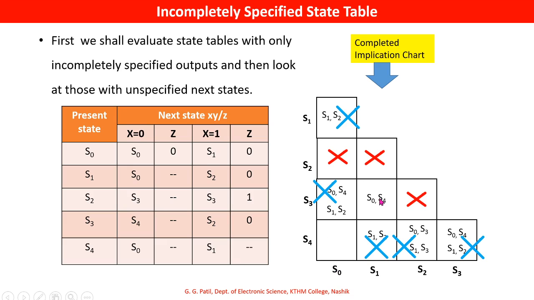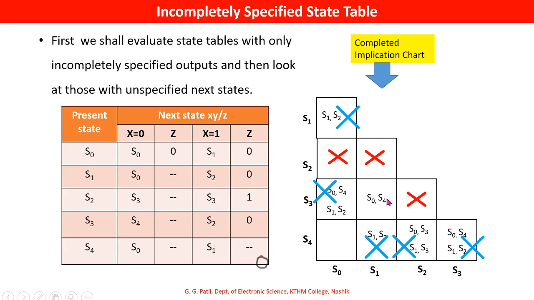The uncrossed squares are S0 and S4, and here it is compatible, and in this square it is compatible by S0 and S4. So we can say S0 is compatible to S4 and S1 is compatible to S3.